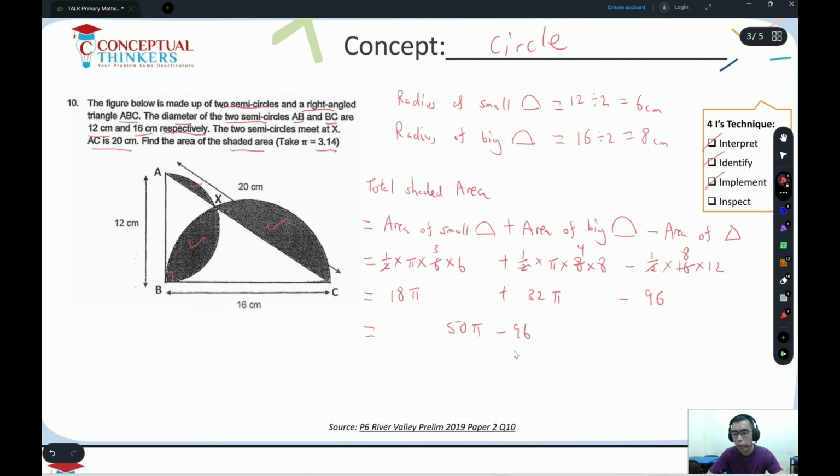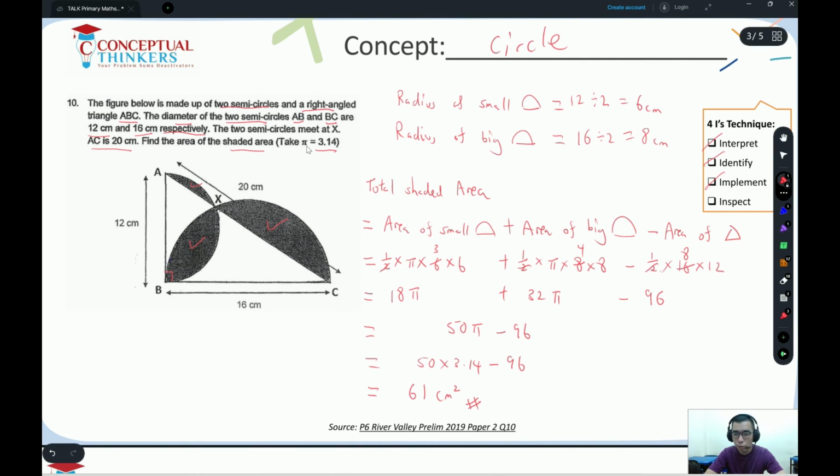Now this is in terms of pi. Now from here we need to fill in the pi value, so it's actually 50 times 3.14 minus away 96. So if you press in your calculator, you're going to get 61 cm square. Now this technique, we are actually using a visual way to see what the area of the shaded part will be when we combine and remove the overlap. I hope that you learned something today on the area in terms of interpreting diagrams for circles.